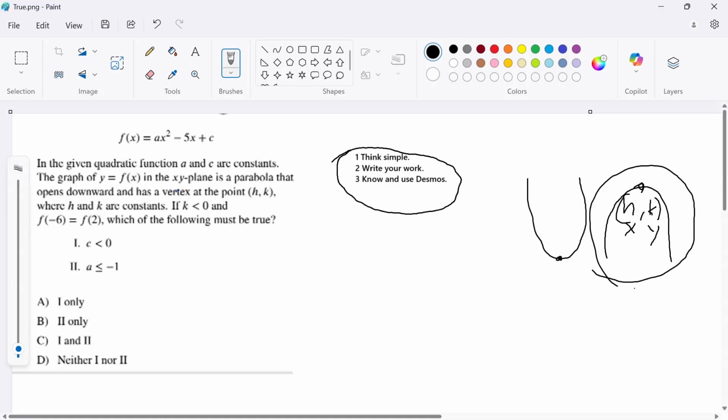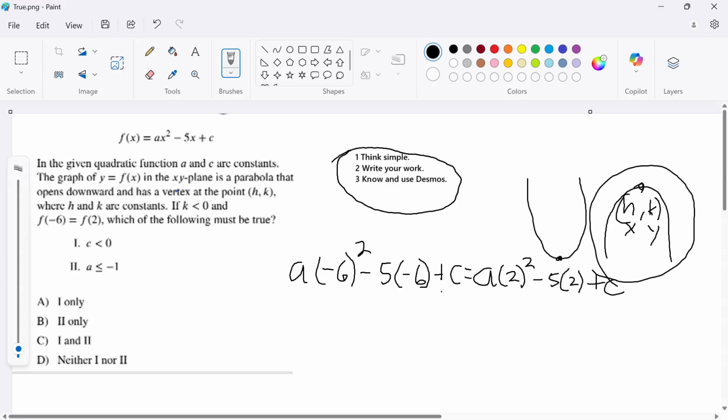So hold on, let me go up here. It's a times, I'm plugging in negative 6 squared minus 5 times negative 6 plus c equals. Now I'm going to plug in 2, f of 2. A times 2 squared minus 5 times 2 plus c. Those two things are equal. If I subtract c from both sides, the c goes away. Negative 6 squared is 36a. Negative 5 times negative 6 is 30. Equals 2 squared is 4. Minus 5 times 2 is minus 10.